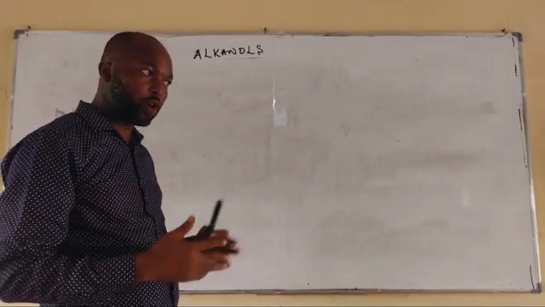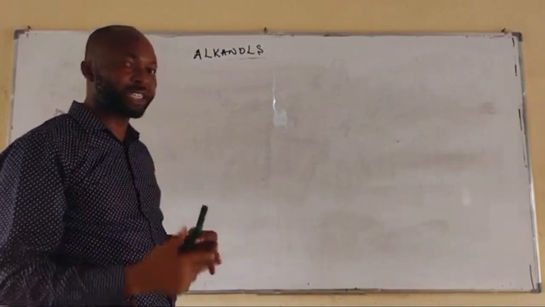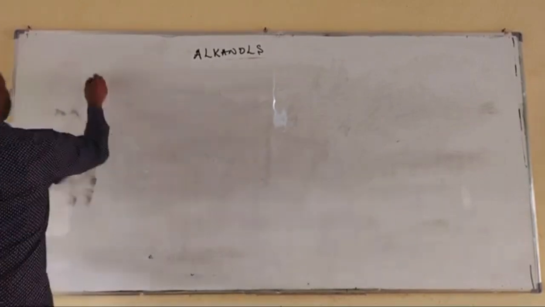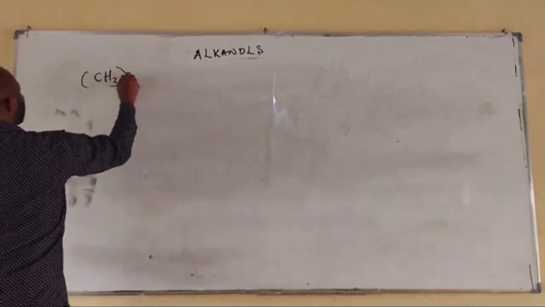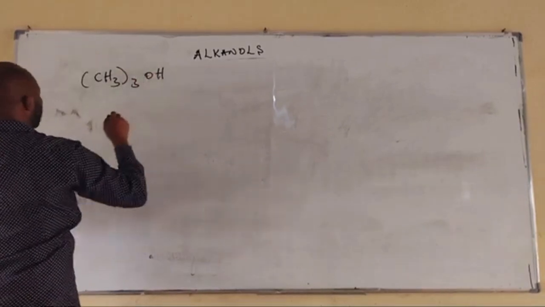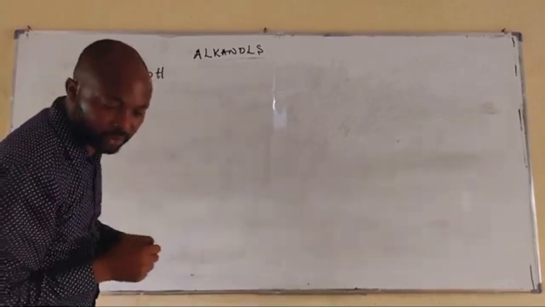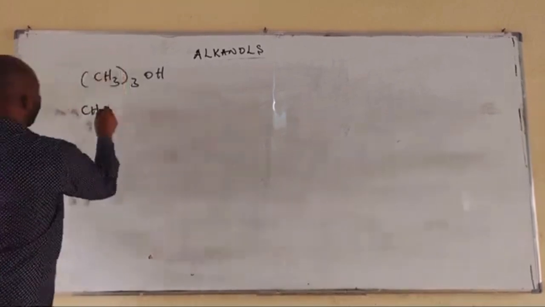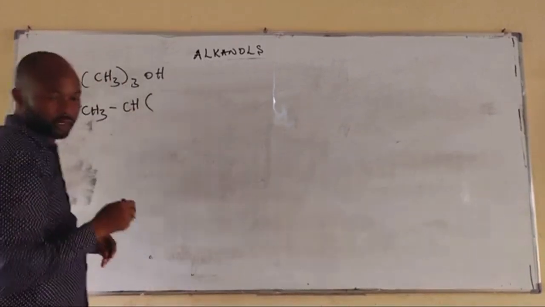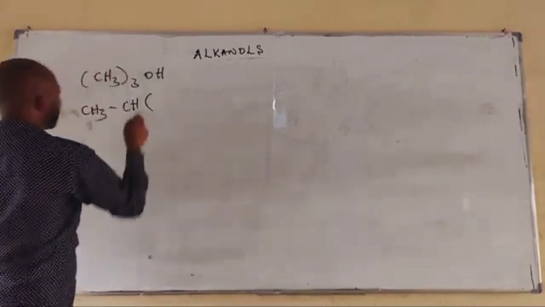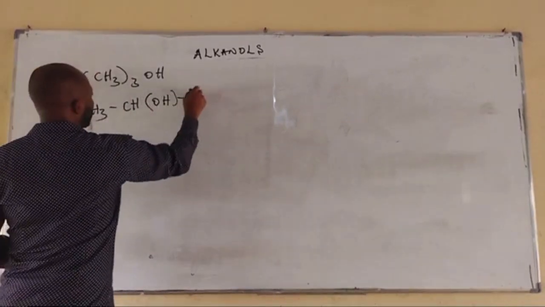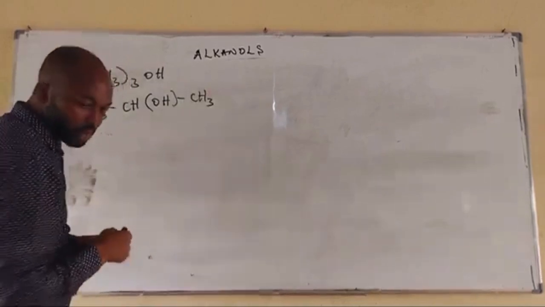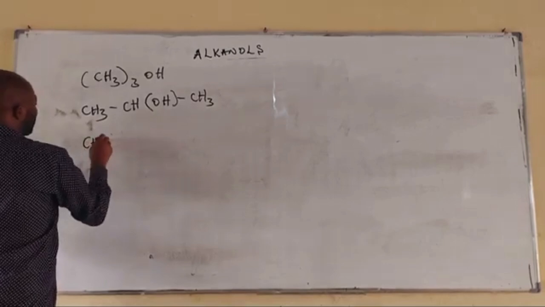A secondary alcohol is the alcohol where the carbon carrying the OH group is attached to 2 other carbon atoms. So let's start. Let's see. CH3, OH. That is 1. This one is CH3, CH, OH, CH3. Here is CH2OH.